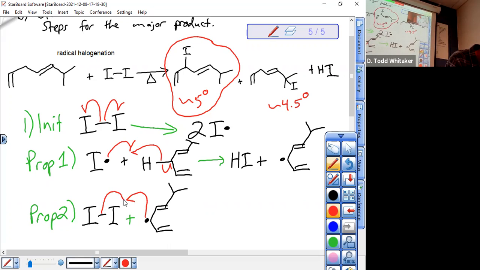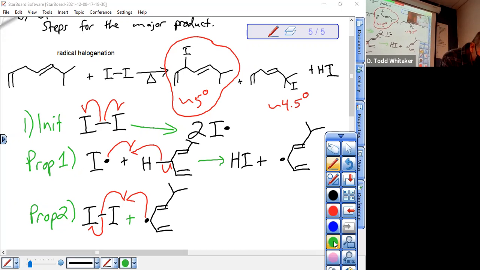Both hookup mechanisms in the propagations look pretty much the same. Make sure both of these arrows start on the bond. I still see students starting one of those arrows at an atom where there's no electrons. The electrons are in the bond. Okay?